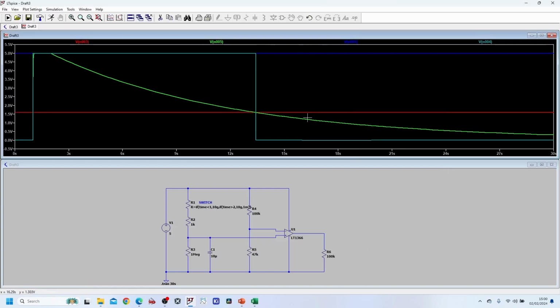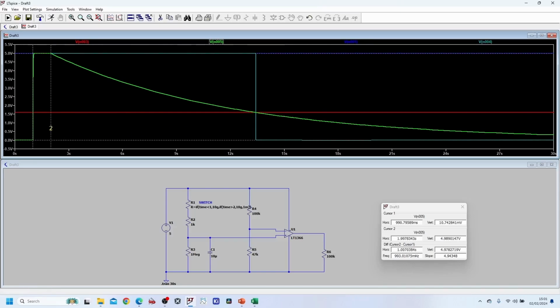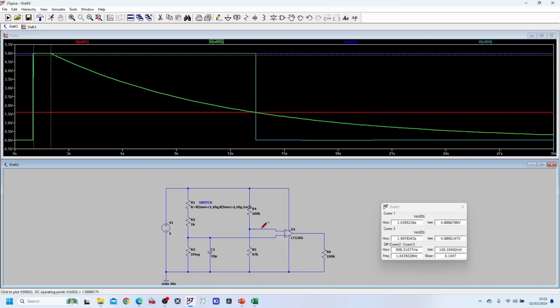Now finally, let's look at when the output switches off. So you can see the switch is maintained on for 1 second, and at 2 seconds, the switch is on. So you've got 5 volts on the non-inverting pin. Obviously the voltage on the inverting pin is always fixed because we've got 2 resistors on it, and that value is fixed to 1.6 volts.